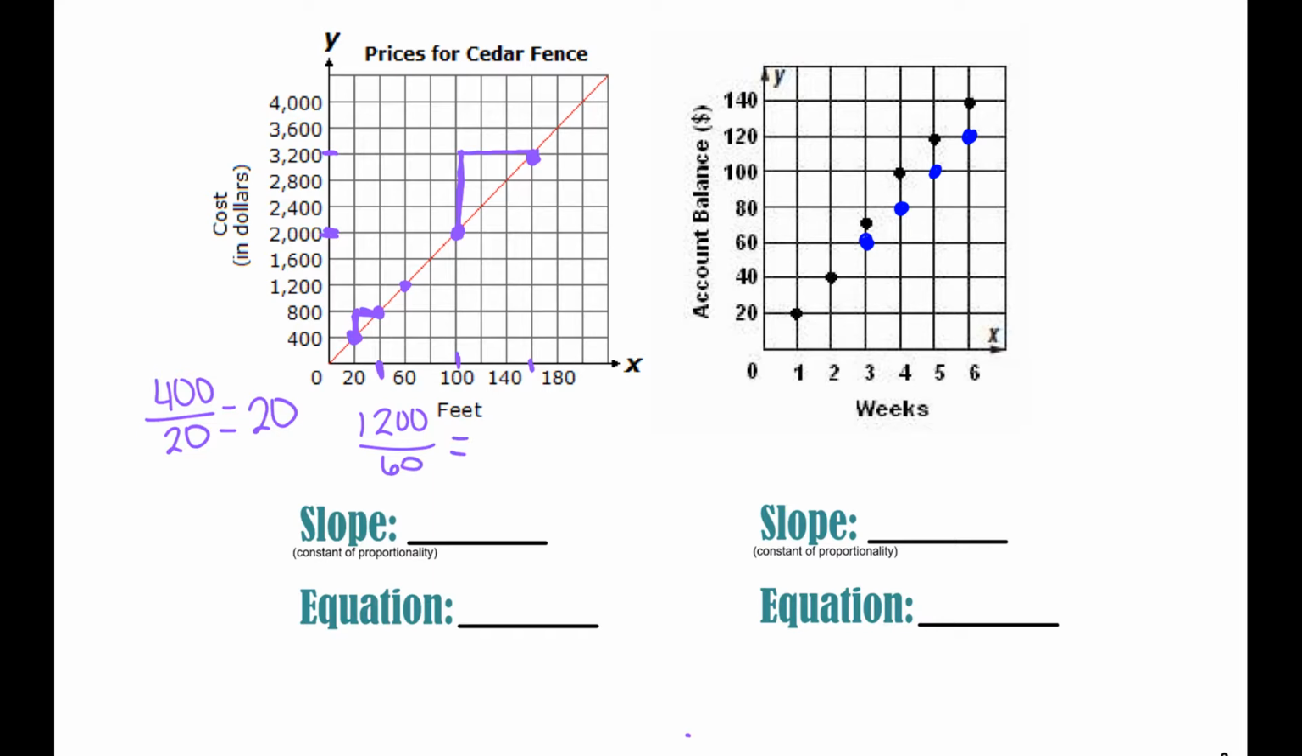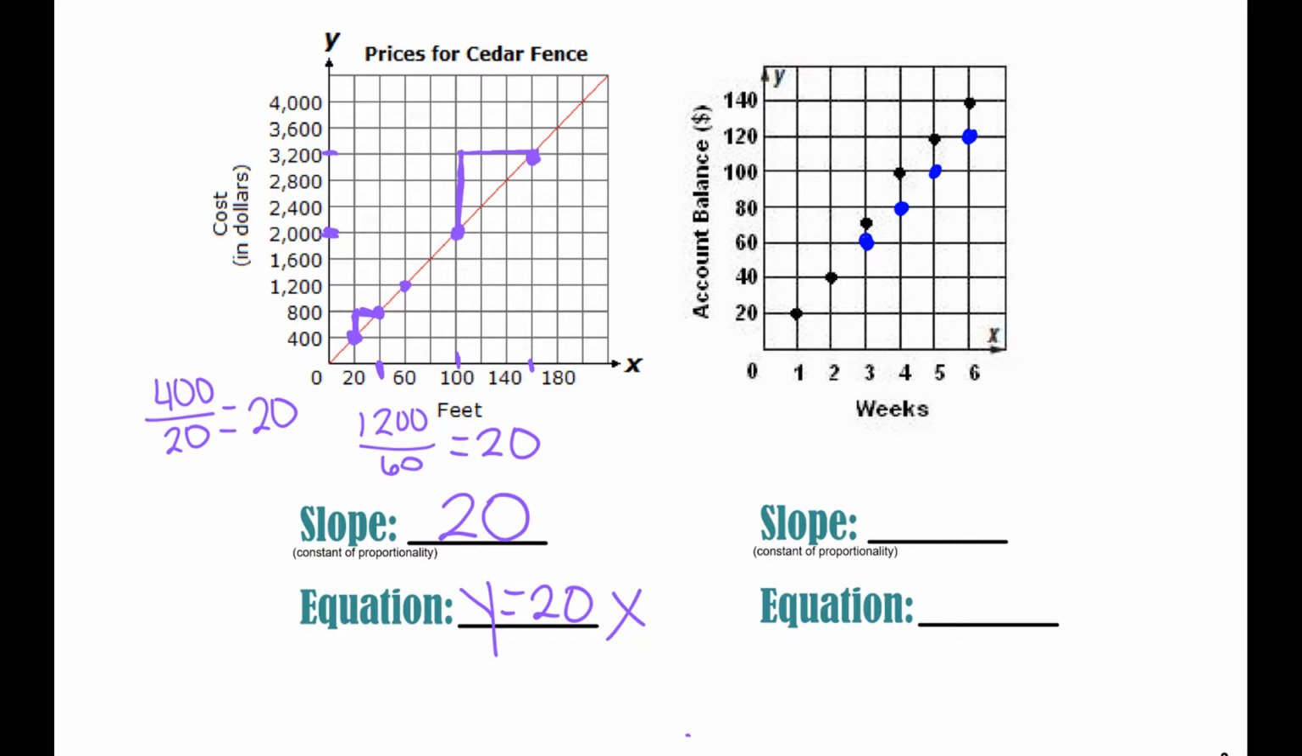So when I simplify that, I divide y by x, 1,200 divided by 60, it gives me 20 once again. So remember, any 2 points I choose on my line, if I look at that change of y over the change of x, I'm going to get that same number, that same ratio simplified. So my slope, or my constant of proportionality, is 20. And when I put that into my equation, it'd be y equals 20x.